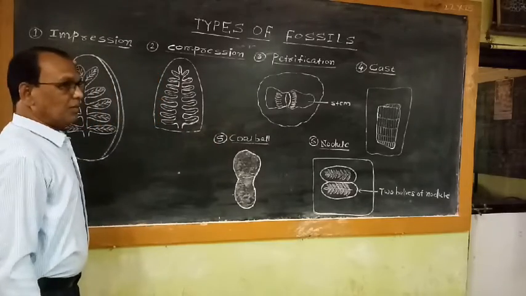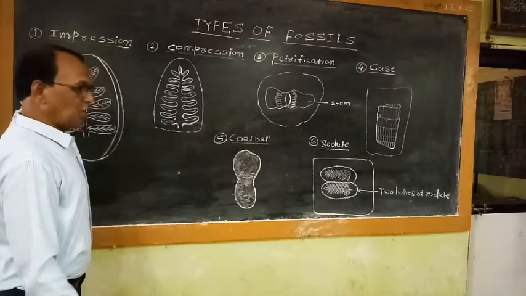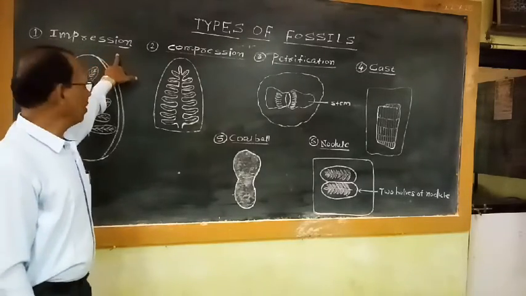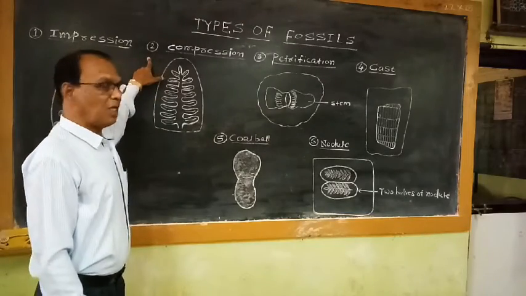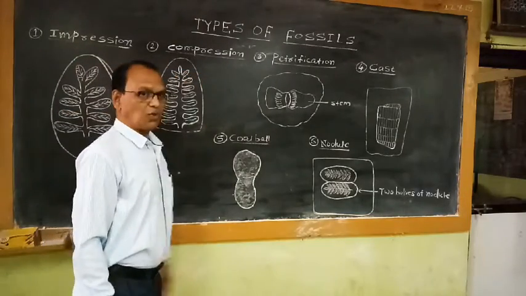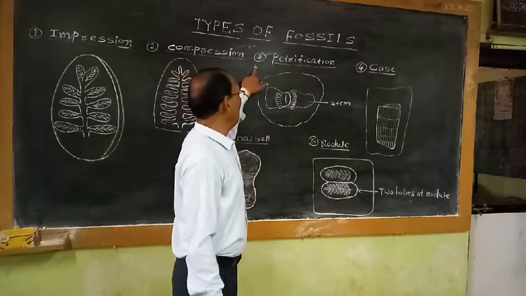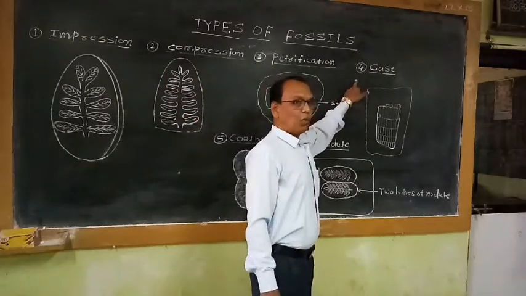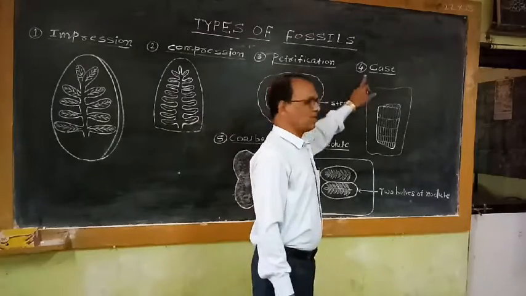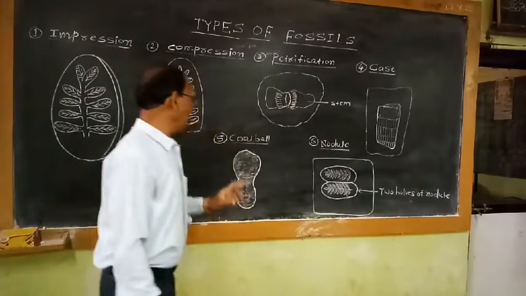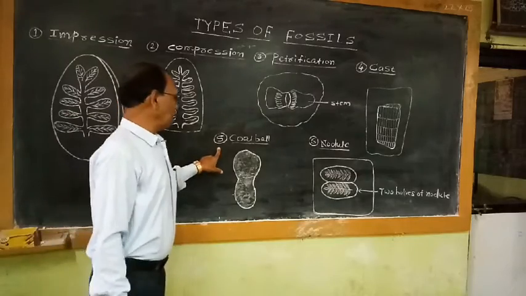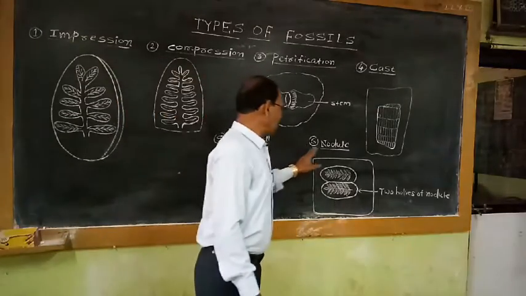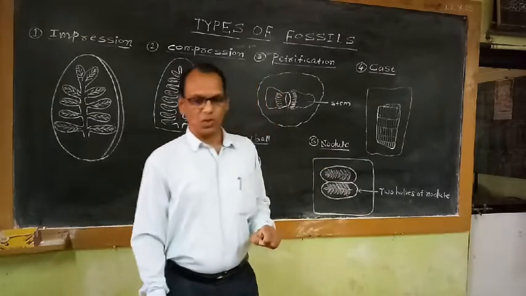The first type of fossil on the basis of the nature of fossilization process is commonly called the impression type of fossil. The second type is commonly called the compression type of fossil. The third type is commonly called the petrification type of fossil. The fourth type is commonly called the cast type of fossil. The fifth type is known as coal balls or coal ball. And the last, sixth type of fossil is commonly called nodules.